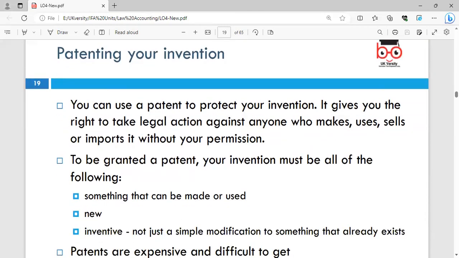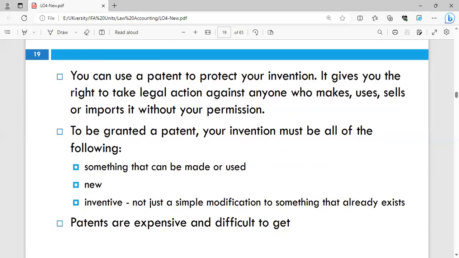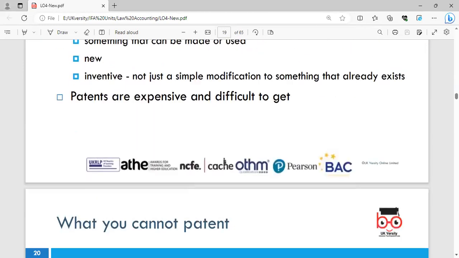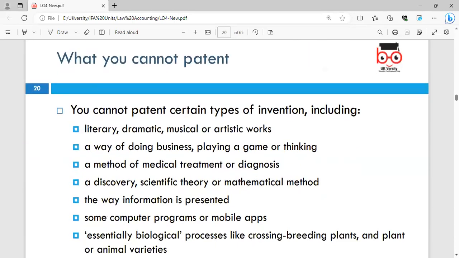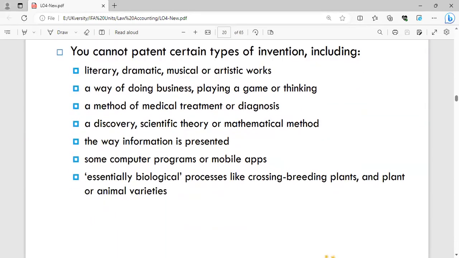If you have invented something, you can protect it. You can register the patent with regulators, and internationally as well. So no one can copy it, the authorities can pursue, you are entitled to claim, and someone can be charged. Patents are expensive and difficult to get, and there are things you cannot patent.